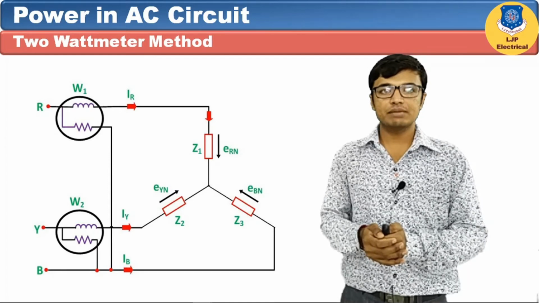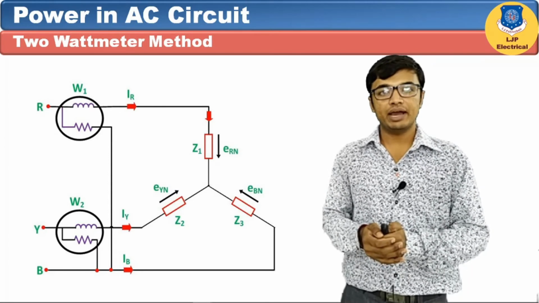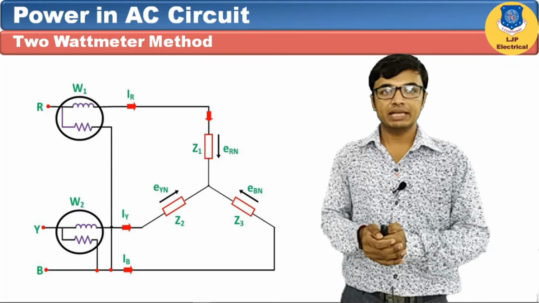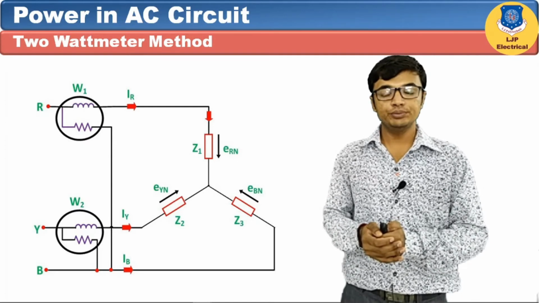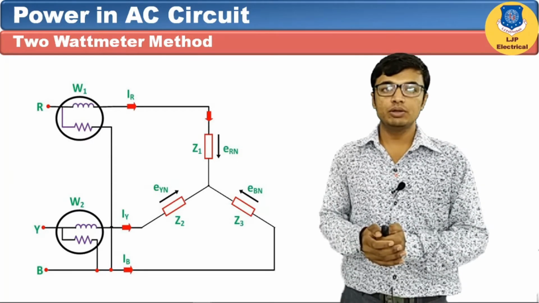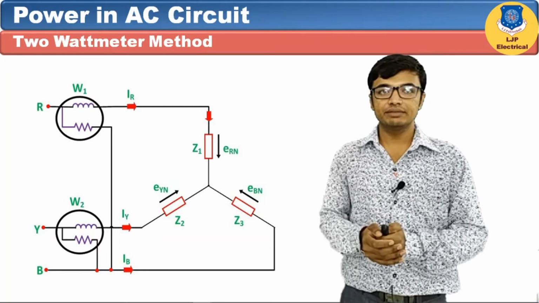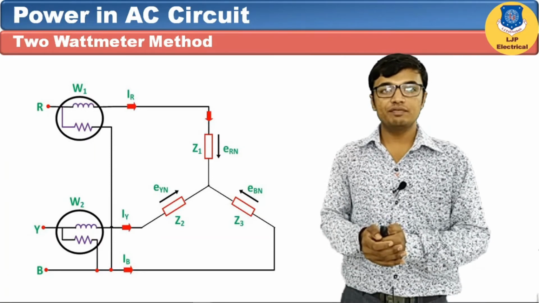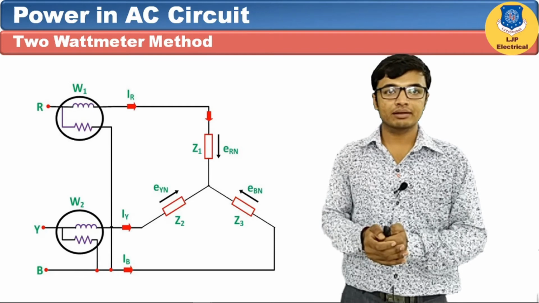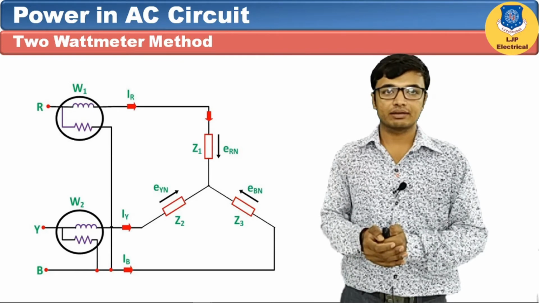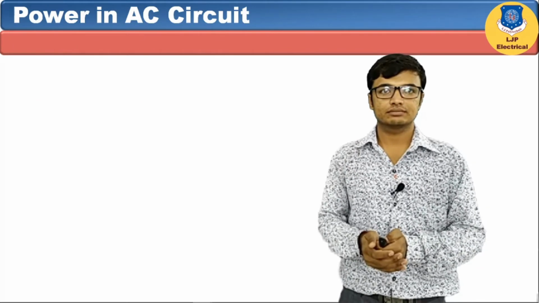An equation to measure power factor, that is tan phi is equal to under root 3 multiplied by W1 minus W2 divided by W1 plus W2. So using this equation we can measure phasor angle. If you put phasor angle in equation of power factor, then we can calculate power factor of this circuit.